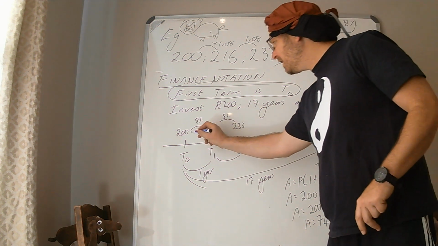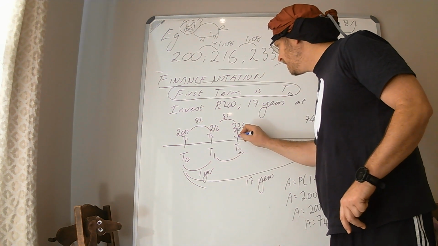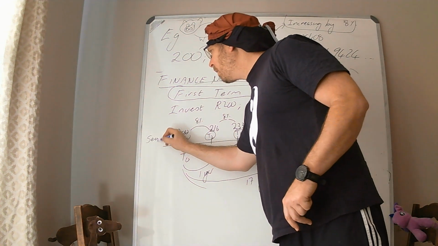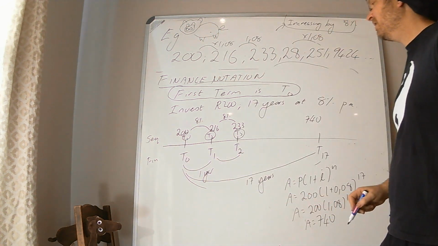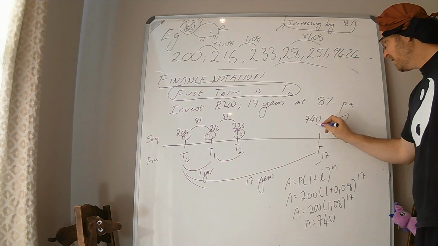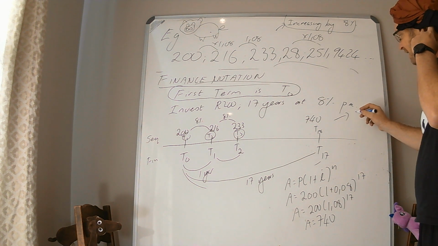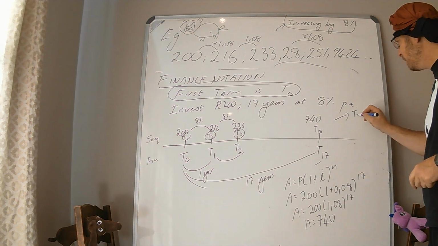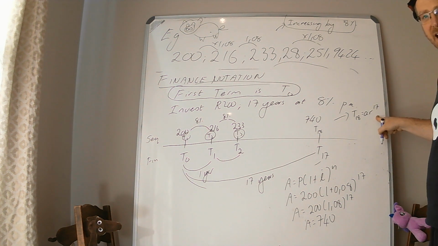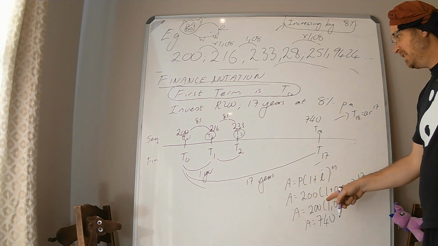Remember, in sequence notation, this was T1, this was T2, this was T3. That's what we use in sequence notation, where that would be in finance notation T0, T1, T2. That's why in sequence notation, this over here was T18. So to work out the amount of the 17 years of investment, you'd still be working out T18, and you'd use AR to the n minus 1, which would be AR to the 17 in your geometric formula. In finance, the first term is T0.